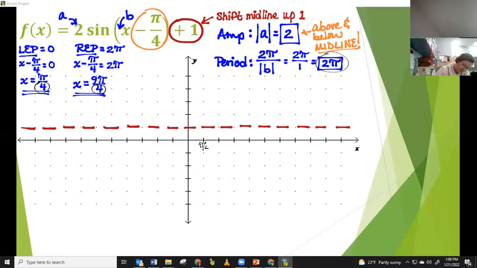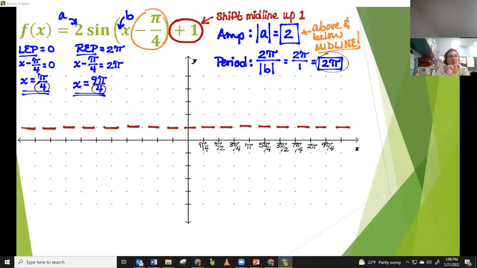So I have 1 pi over 4, and then 2 pi over 4, which is going to reduce down to pi over 2, and then 3 pi over 4, 4 pi over 4, which reduces down to just pi, 5 pi over 4, 6 pi over 4, which reduces down to 3 pi over 2, 7 pi over 4, 8 pi over 4 reduces down to 2 pi. And I'm going to go ahead and do one more because that'll take me out to 9 pi over 4.